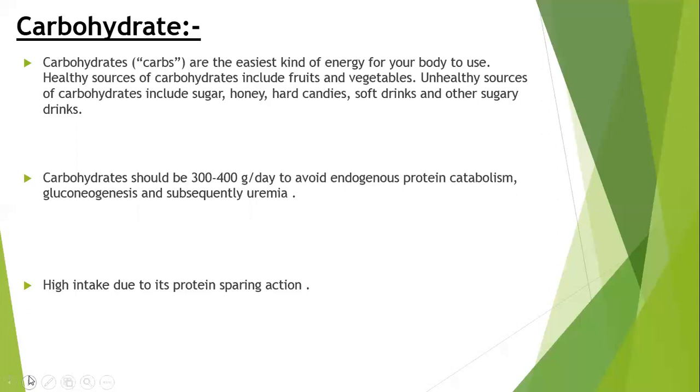It should be 300 to 400 grams per day to avoid endogenous protein catabolism, gluconeogenesis, and subsequently uremia. We shouldn't allow gluconeogenesis. You know what gluconeogenesis is? Apart from any other sources, when the amino acids from the protein break down to glucose, it's called gluconeogenesis. High intake is needed due to its protein sparing action. So we shouldn't allow protein catabolism. That's why high intake is important, and we have to follow the optimum protein rule when you make a diet plan for patients who are on CKD, right?